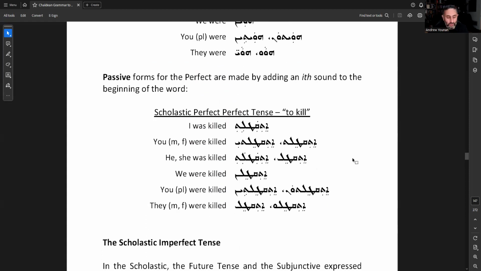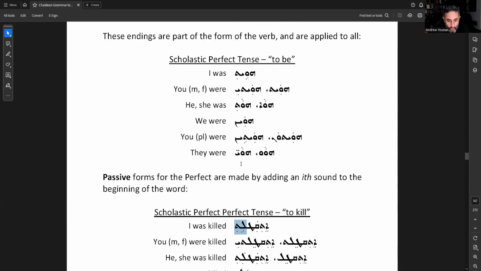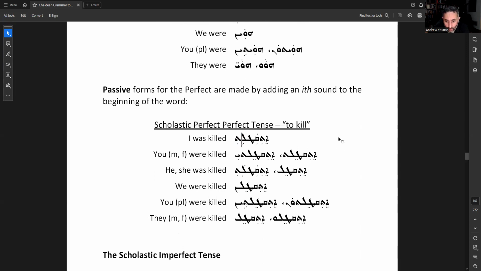Finally, in this lesson, all I'm going to do is let you soak this in and memorize it and put in new verbs in practice. The passive forms for the perfect. This is not as confusing and intimidating as it looks. These look like really long words, but it's not a big deal. It really is just the same endings that you learned up here, the th at the end and so on. To make it passive, instead of I killed, to make it I was killed, so it happened to you, you add this particle ith at the beginning. And that's basically it. The rest of it is more or less the same.